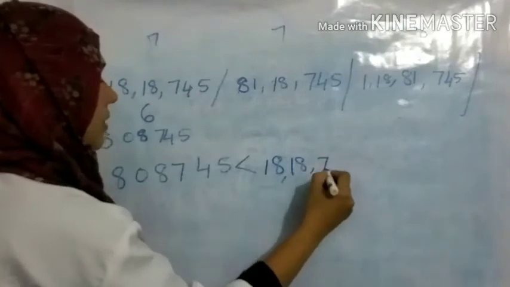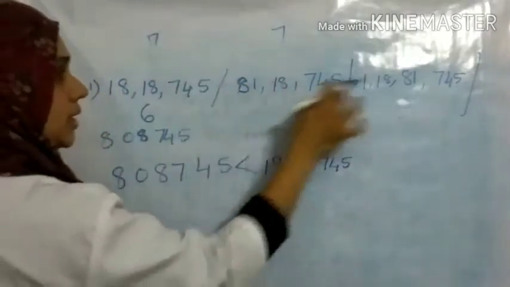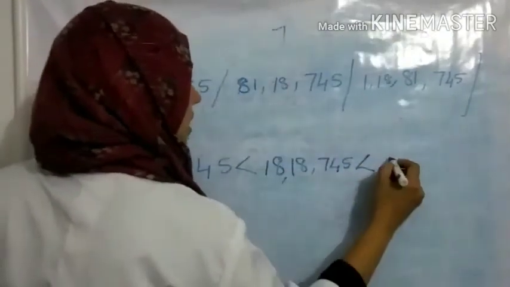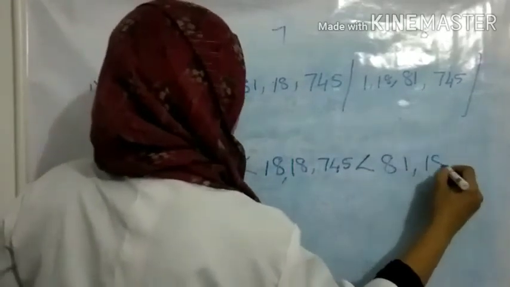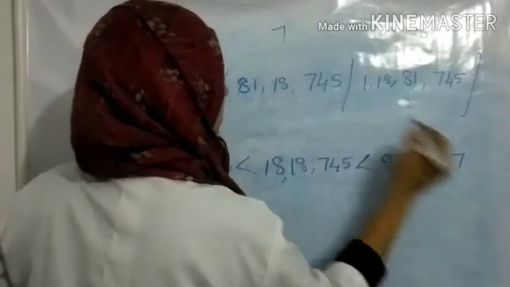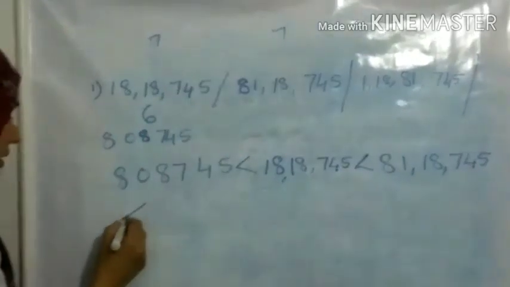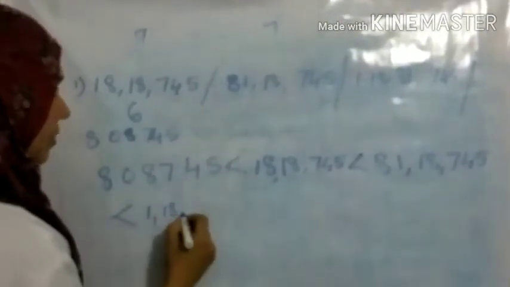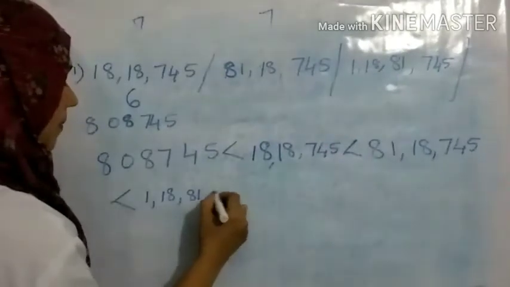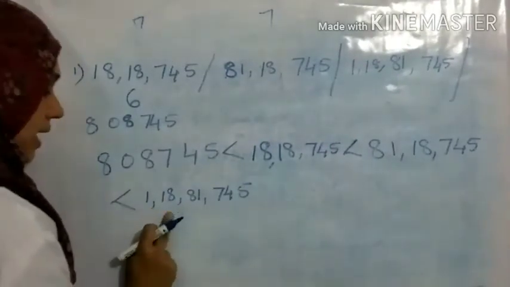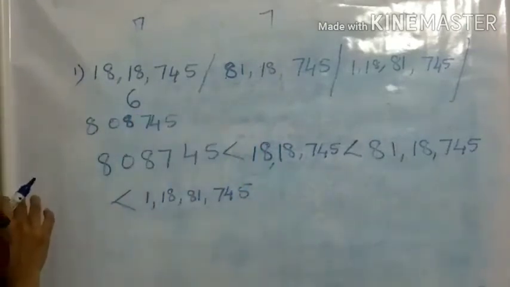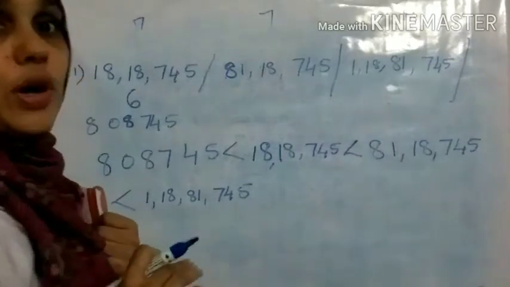1818, then 745. Then take these 2 numbers, this has 7 digits and this has 8 digits. So the next greater number is the 7 digit number. This one is the greatest number in this row. That is an 8 digit number, that is 1,18,81,745. Did you understand writing the ascending order? Okay. Then let us do an example for descending order.